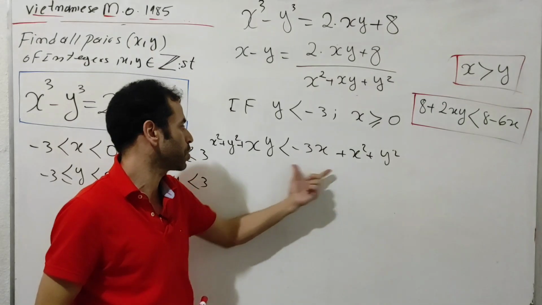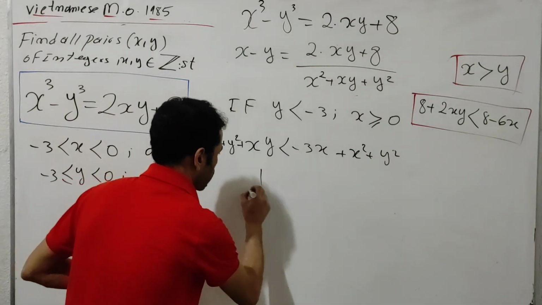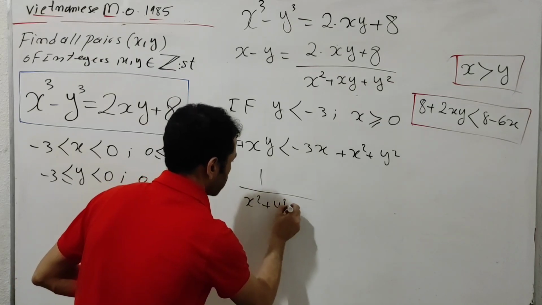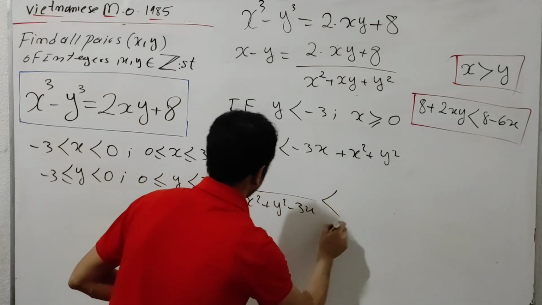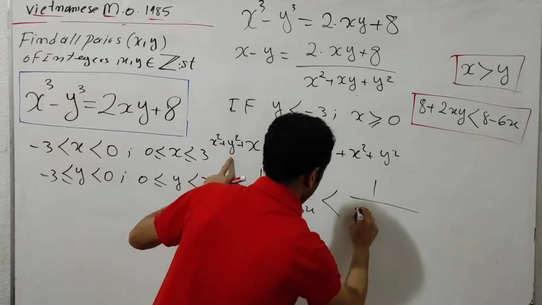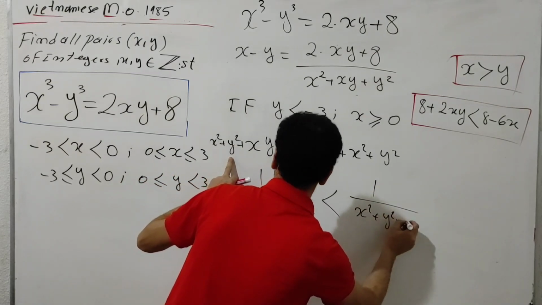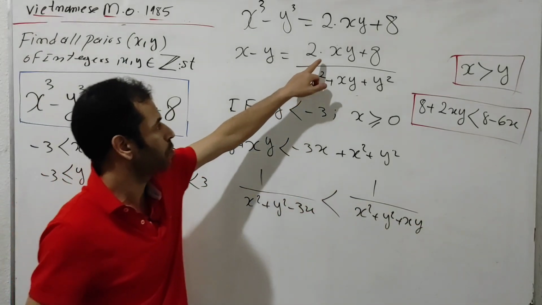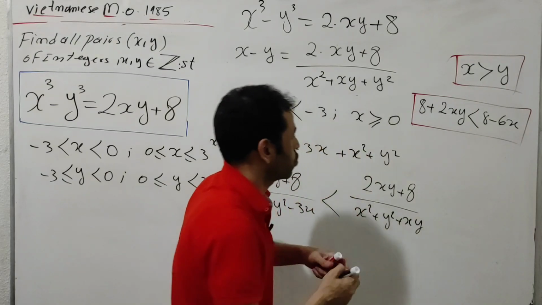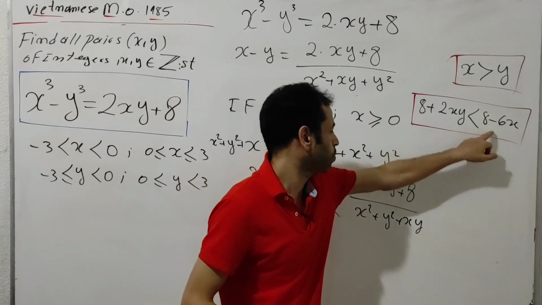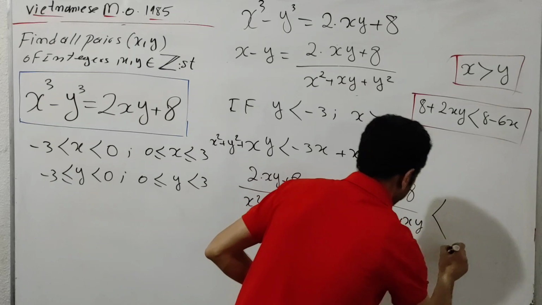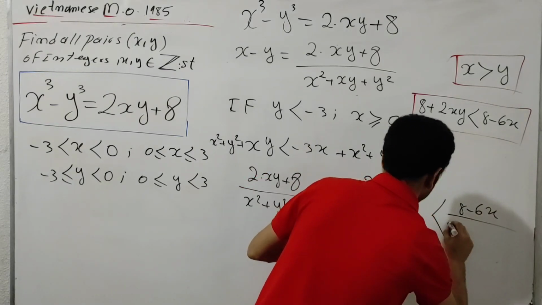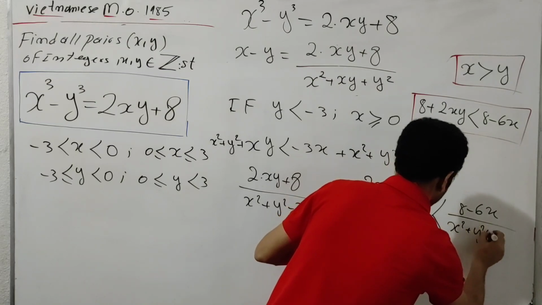Now I'm going to take the reciprocal of this inequality. So I will have 1 over x squared plus y squared minus 3x is strictly inferior than 1 over x squared plus y squared plus xy. Then I'm going to multiply both sides by 2xy plus 8. Since this term is strictly inferior than this term, this one will become 8 minus 6x divided by x squared plus y squared plus xy.